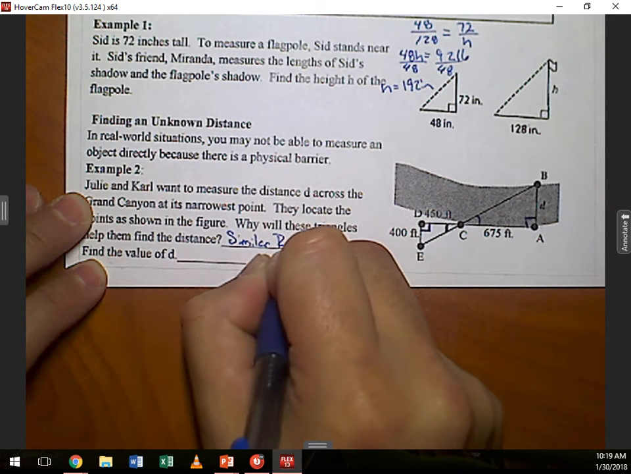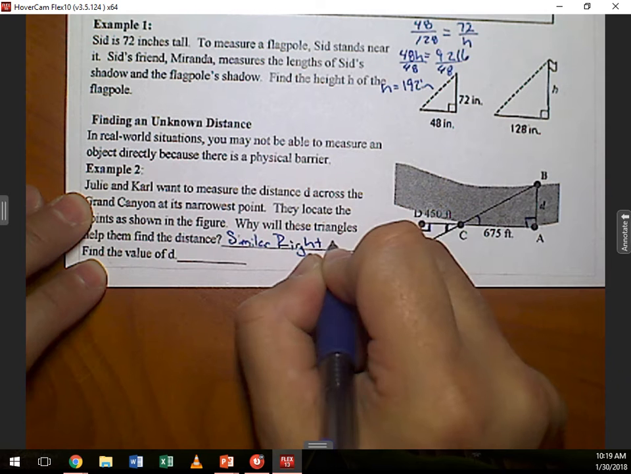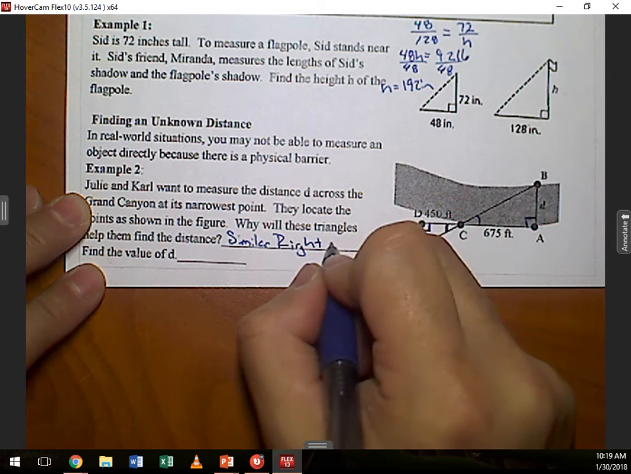Is it always going to be similar right triangles because it's a shadow? Yep. Yep, this is going to be like this. It's always going to do that.